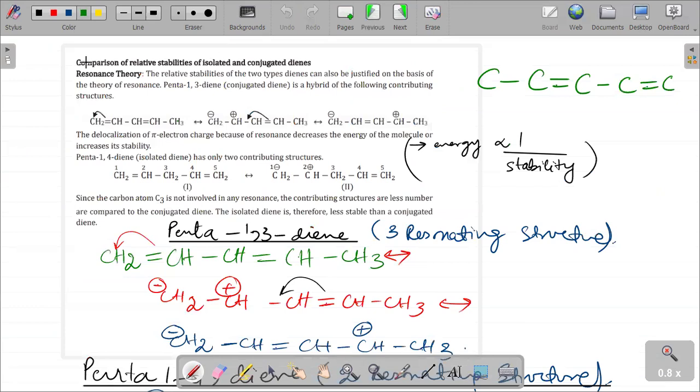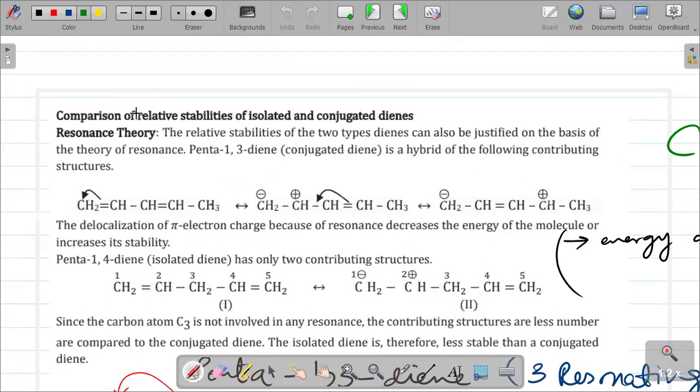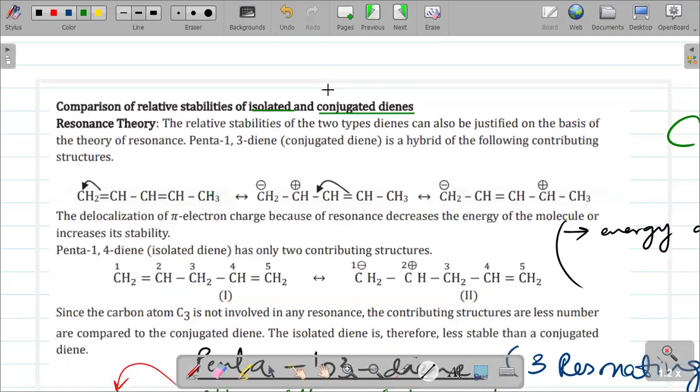Okay, now we compare the relative stabilities of the conjugated and the isolated diene. In the first slide, we are comparing the stability of these two: the isolated one, and the second one is the conjugated diene. And after that, we are moving towards the stability of the three types. So the first one is the isolated diene, and the second one is the conjugated diene.